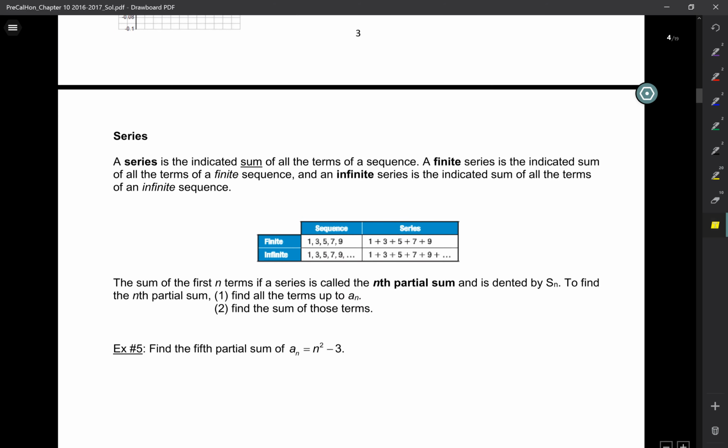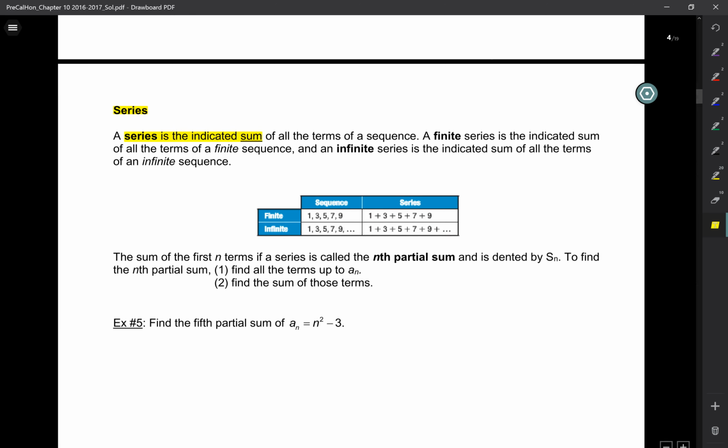All right, that much about sequences. What is a series? Well, a series is this. If you took a sequence, which is just separate distinct numbers, and if you added up all the numbers in that sequence, that becomes a series. So basically, if I replace the commas in a sequence with addition signs, I make it into a series. Okay? A series is the indicated sum of all the terms of a sequence. A finite series is the indicated sum of the terms in a finite sequence. And an infinite series is the indicated sum of all the terms in an infinite sequence.